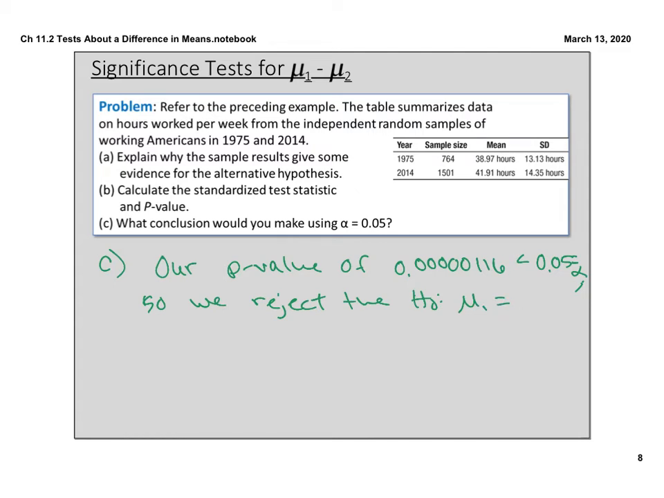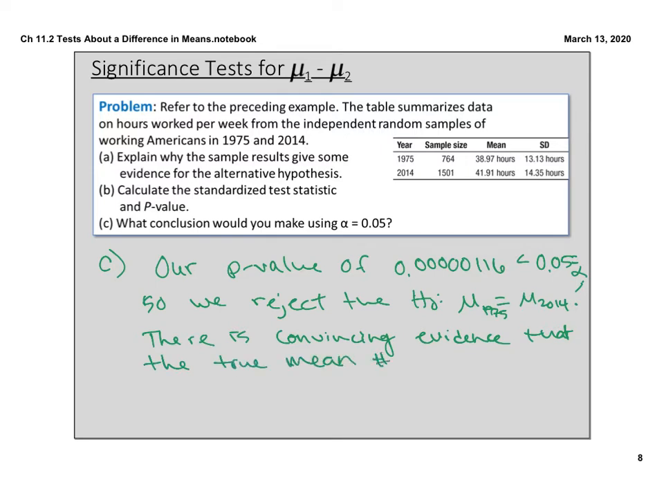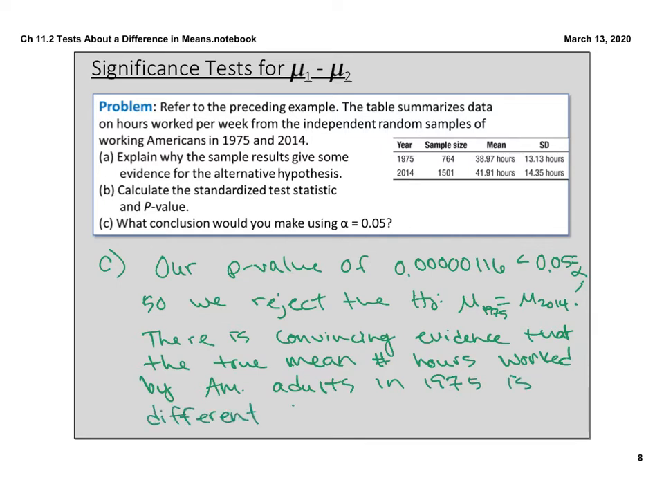Where mu 1975 is equal to mu 2014. Okay, we have convincing evidence that the true mean number of hours worked by American adults in 1975 is different than the number of hours worked in 2014.